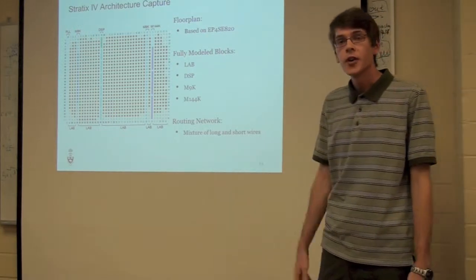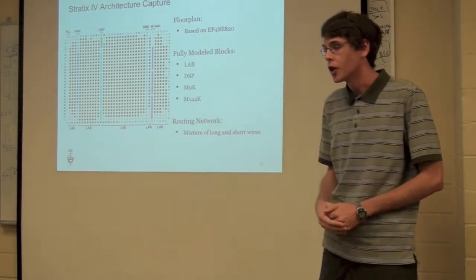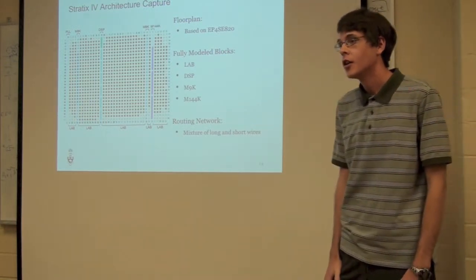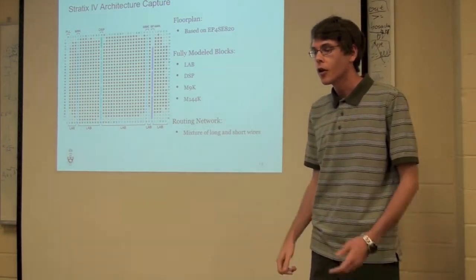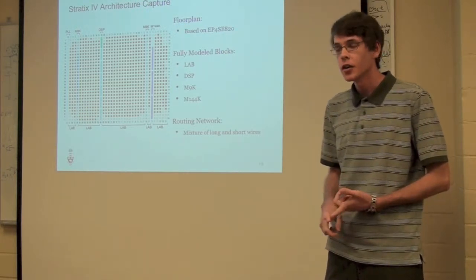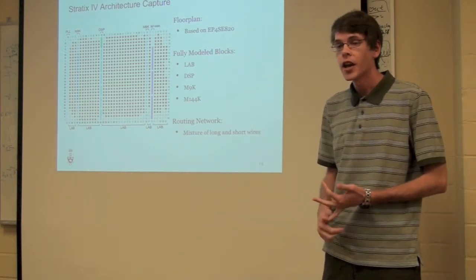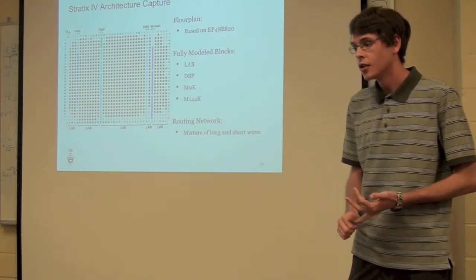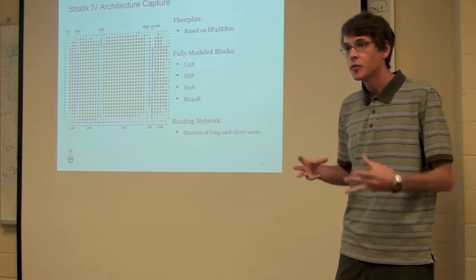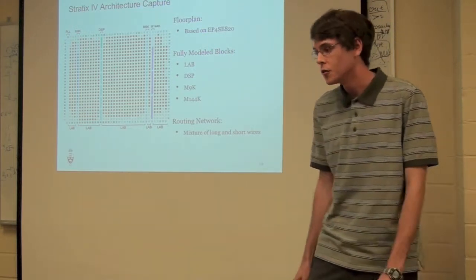So the floor plan on the device, the distribution of primitives and of blocks and whatnot, is based on the largest Stratix 4 device. We fully model the major blocks, so things like the logic block, the DSP block, and the M9K and M144K RAM blocks. For the routing network that connects all of those blocks, we model it as a mixture of long and short wires, similar to Stratix 4.